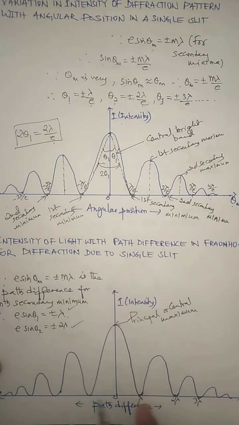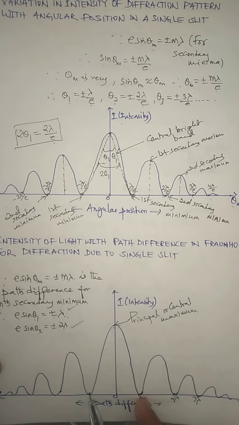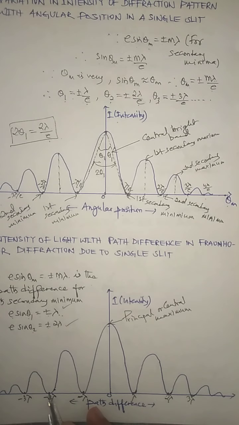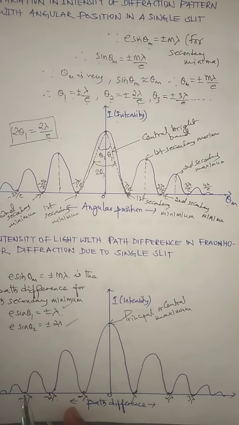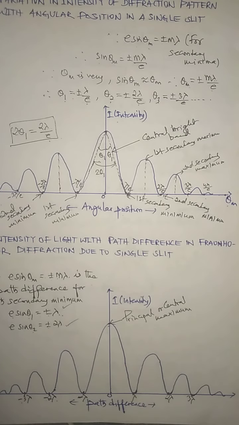On the left hand side also, this is the center maximum or principal maximum, which has maximum intensity. And this is the first secondary minimum. On the left hand side, the path difference is minus lambda. Similarly, you can see this is the second secondary minimum. On the negative side, the path difference is minus 2 lambda. This is the third secondary minimum. On the left hand side, the path difference is minus 3 lambda. So in this way, we can plot the intensity versus path difference graph on both sides of the center maximum, with the positive side as well as the negative side.